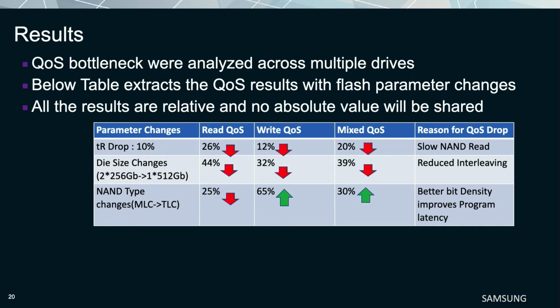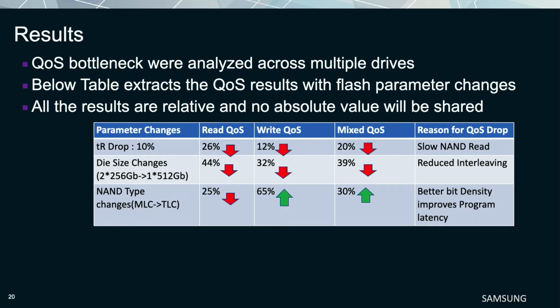So read was the highest drop in this case. Obviously, the reason is the NAND read operation is very slow in this case. So read QoS is slow. Write also dropped in this case by 12%, and mixed read write by 20%.